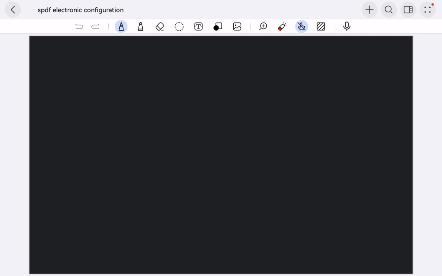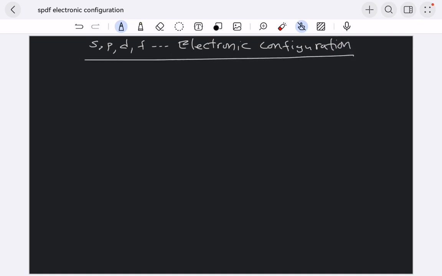So in today's lesson we are going to learn about the SPDF electronic configuration. So this is under the quantum atomic theory.